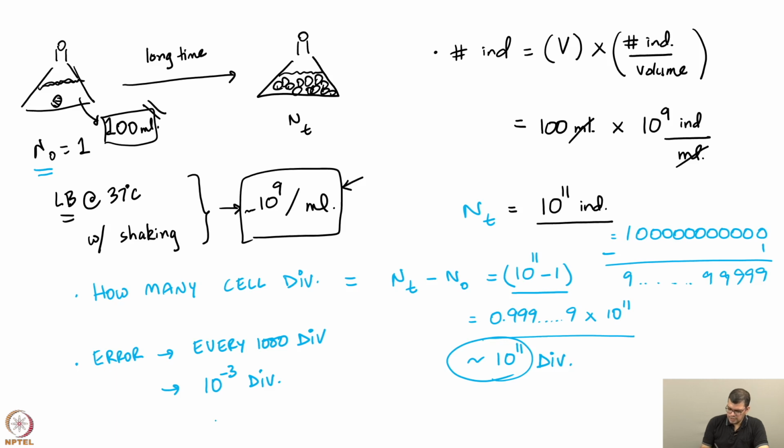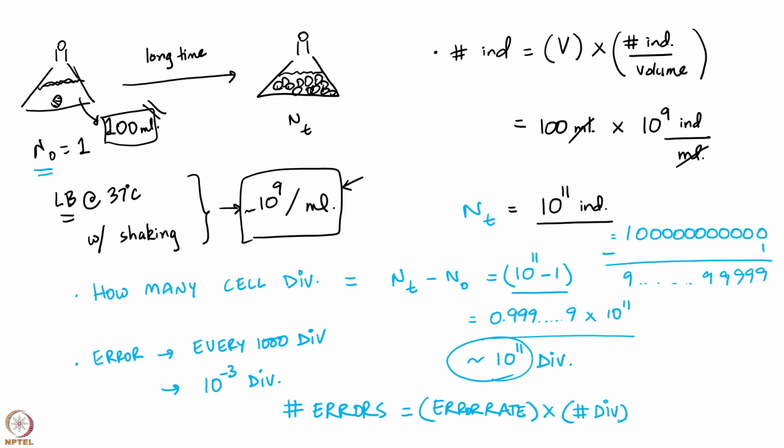So, if we were to quantify the number of errors that are made in this flask, it is simply equal to the error rate times the number of divisions, which is 10 to the power minus 3 into 10 to the power 11, which is just equal to 10 to the power 8. So, in this one flask that you grew overnight, there are 10 to the power 8 mutations that took place. This is the number of mutations that happened in the flask.